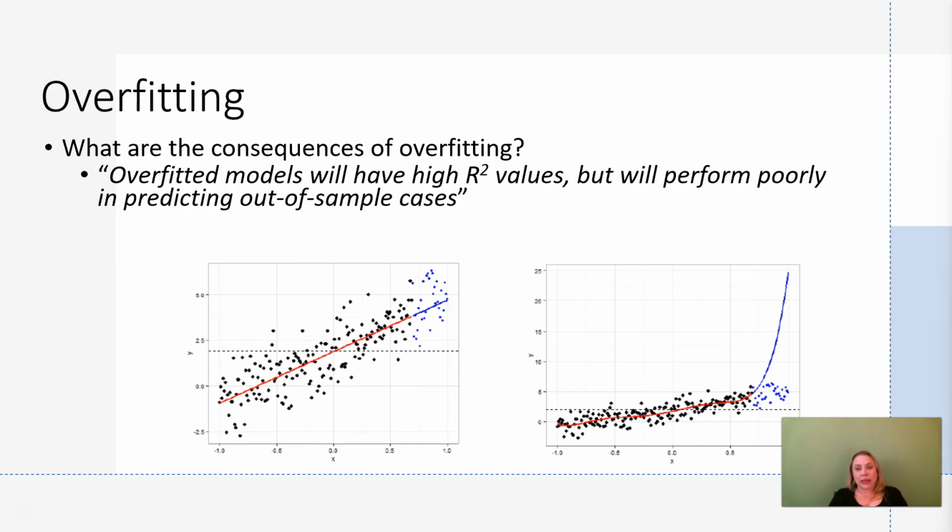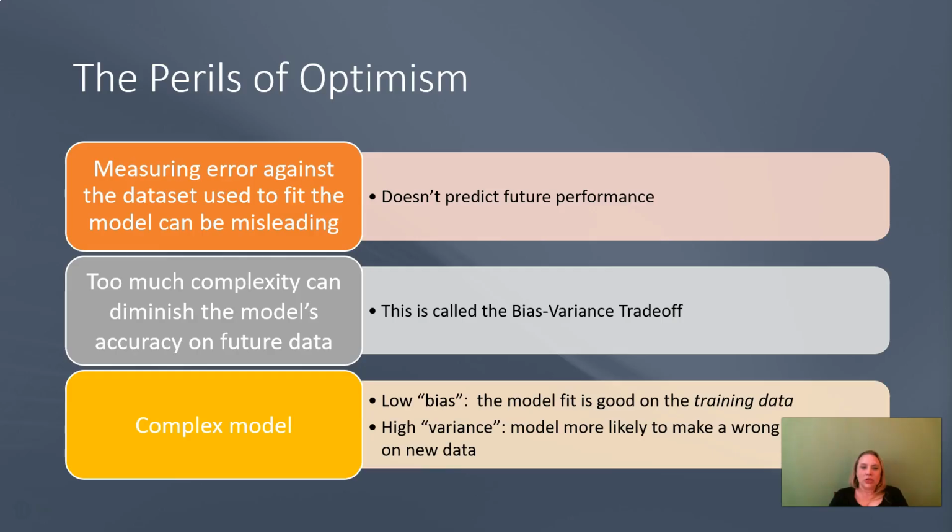And so when we're looking at the R-squared metric, one of the problems that we have is that when I add complexity to my model, that R-squared value is inherently going to go up. And as that happens, I'm starting to get into this problem of overfitting my data. So the thing you've got to keep in mind when you're looking at your R-squared value is, when you're measuring your error against the data set used to fit the model, that can be very misleading. And that ends up affecting our future performance.